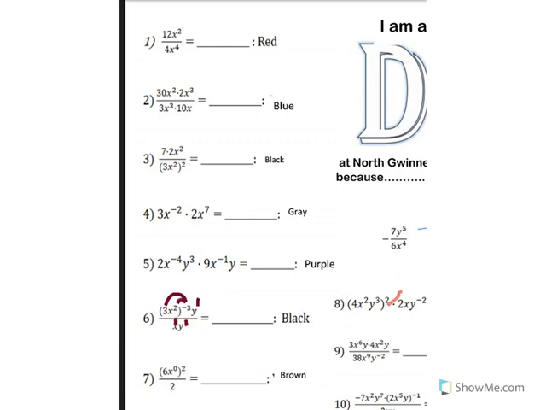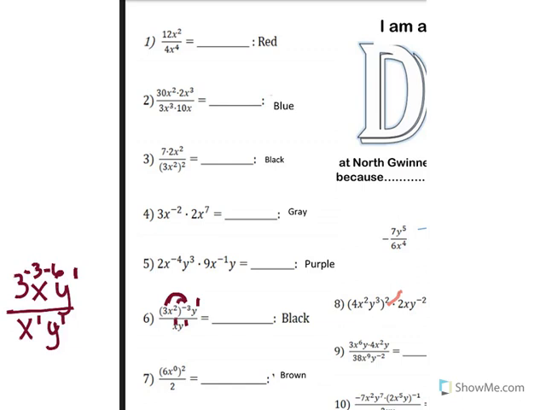Okay, with number 6, I'm going to kind of do this off to the side. So I'm going to distribute this negative 3 to the 3. So I have 3 to the negative 3rd power. And then I have x to the negative 6th power. And then I have y to the 1st power. And then underneath that, I have x to the 1st power, x to the 1st power, and y to the 1st power.